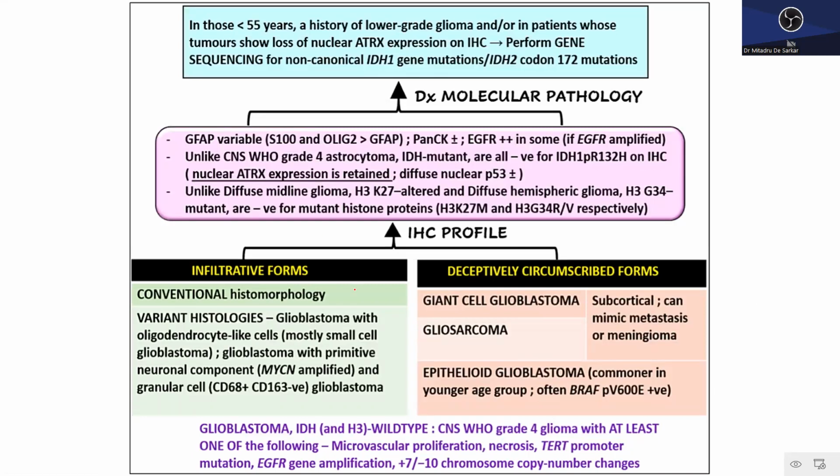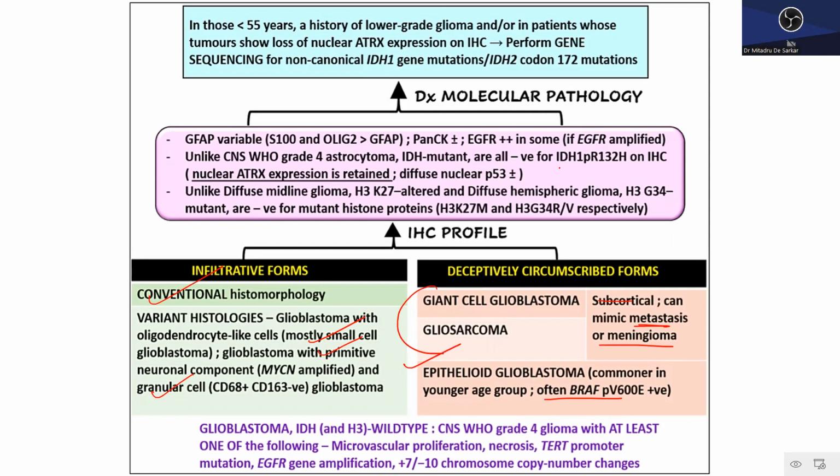And you can have various morphologies over here. You will have the conventional morphology, but you could also have the small cell-like appearance. You could have a primitive neuronal kind of morphology. You could have the granular cell appearance that we saw priorly, and you could have some deceptively circumscribed forms within this particular family. Most important being the giant cell glioblastoma and gliosarcoma, which can present in a superficial location and be very well circumscribed and can mimic either a METS or a meningioma. And the epithelial glioblastoma also belongs to this particular family and is also sometimes circumscribed and often shows mutations in the BRAF gene.